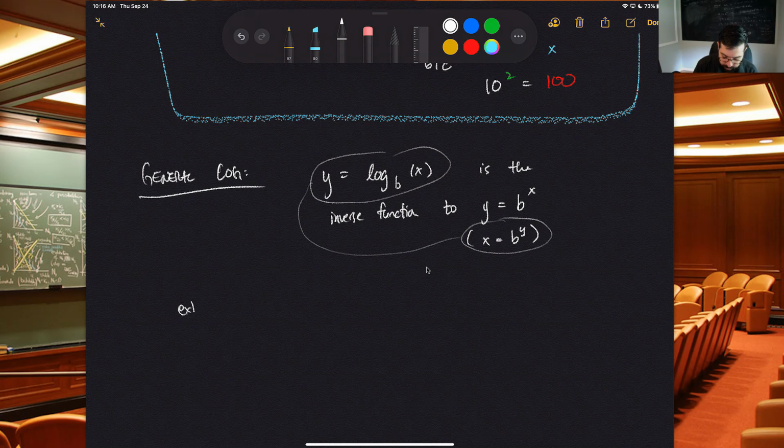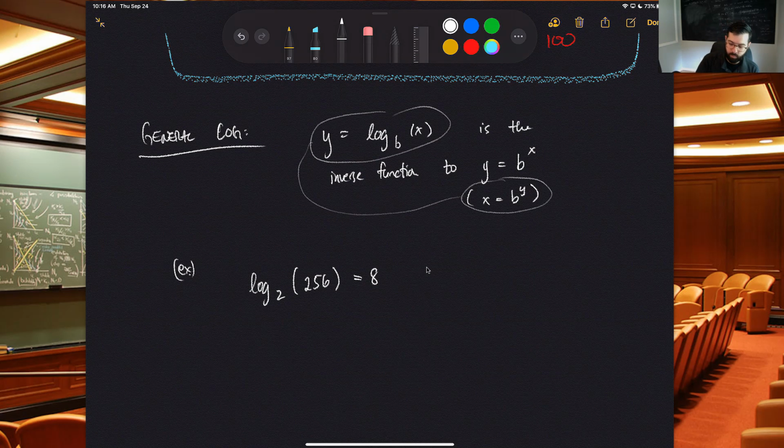To give an example here, like we had before, the logarithm base 2 of 256 is 8. And why is that the case? Well, let's do it this way. x equals b to the y. Here's log base b of x equals y. So base to the y, 2 to the 8 equals x, 256.